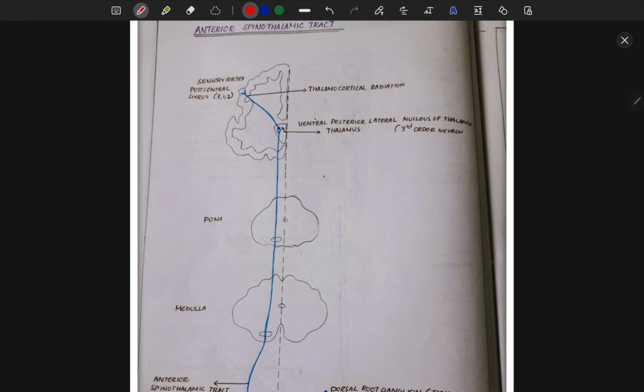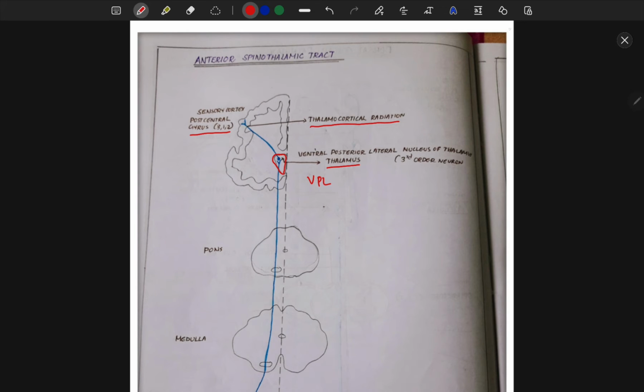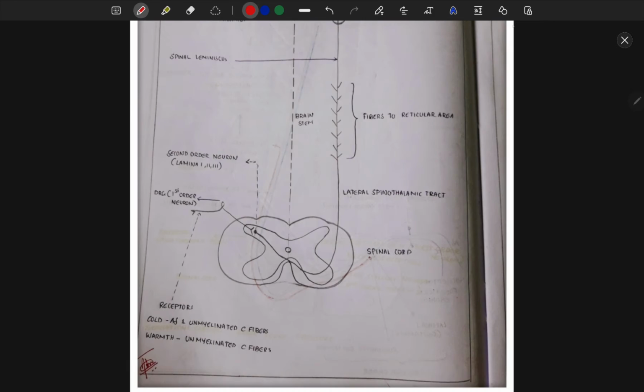It crosses to the opposite side and it ascends as the anterior spinothalamic tract. It goes through the medulla and the pons and it reaches the thalamus, where it relays with the third order neuron, that is the VPL nucleus of thalamus. So the third order neuron originates from here and projects into the postcentral gyrus, area 3, 1, 2, of the sensory cortex by the thalamocortical radiations. So the sensation carried is crude touch and pressure. The pain and temperature is through the lateral spinothalamic tract.